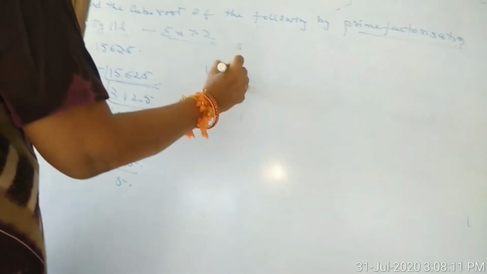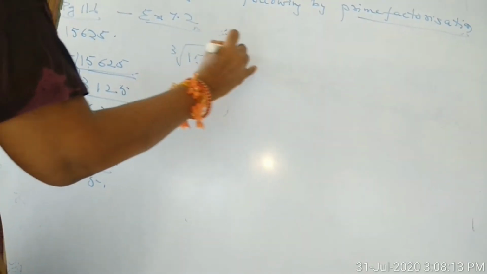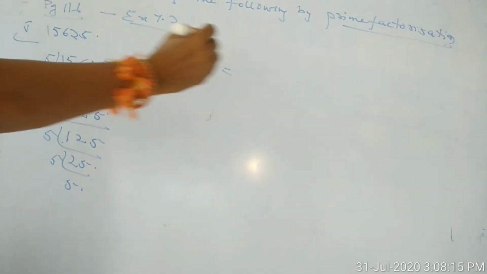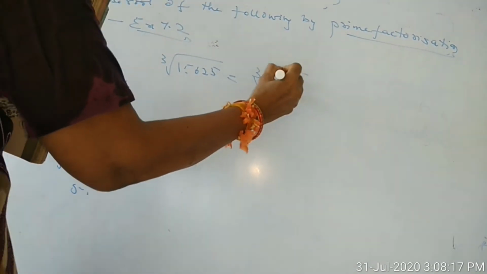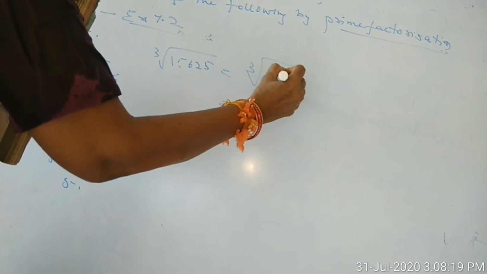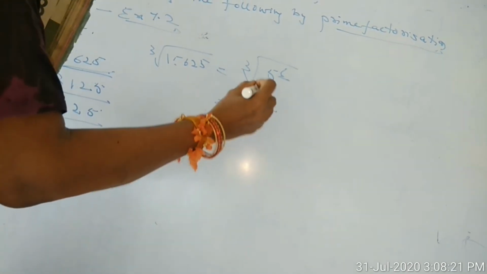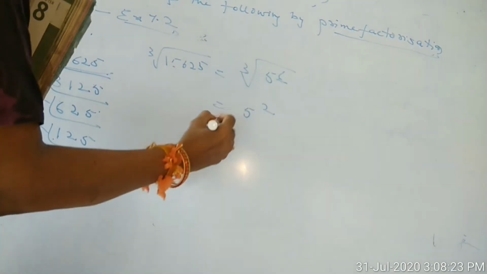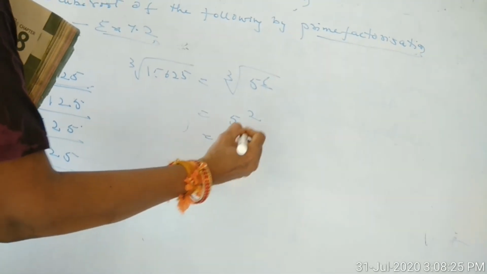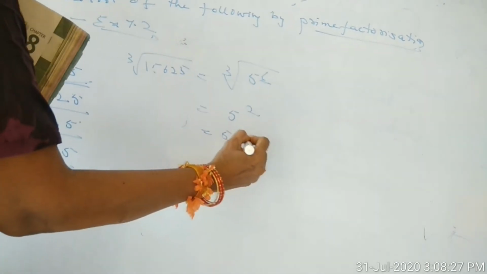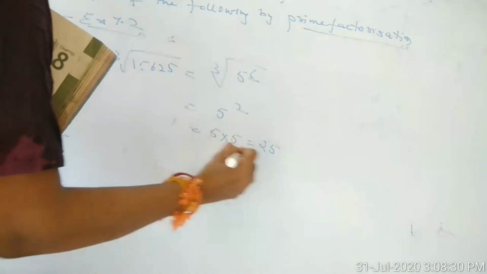15625. How many? Count your 5s, children. How many 5s have you got? 6 5s are there. The power should be divided by 3. 3 divides 6 how many times? 2 times. 5 squared. 5 into 5, 25.